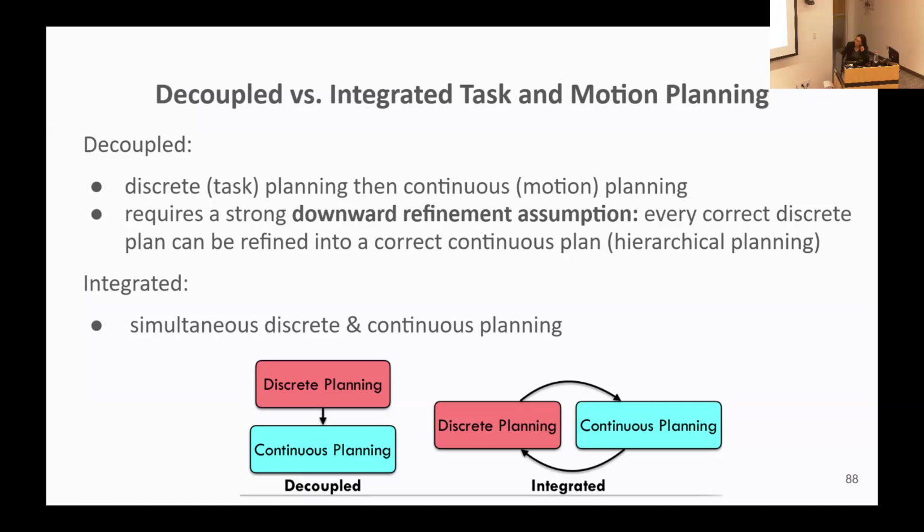What I would like to talk about is the way in which we can integrate the discrete planning and the continuous planning tasks. So what would be a challenge that you guys can think about, given what we've seen so far in the combination between discrete planning and continuous planning? What would be a first challenge that we would need to address?